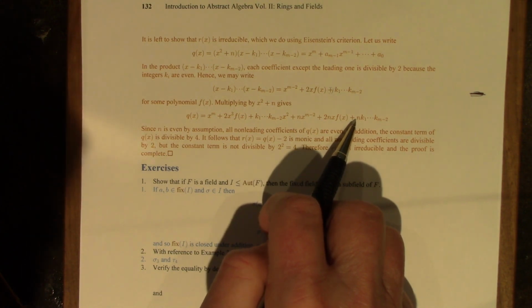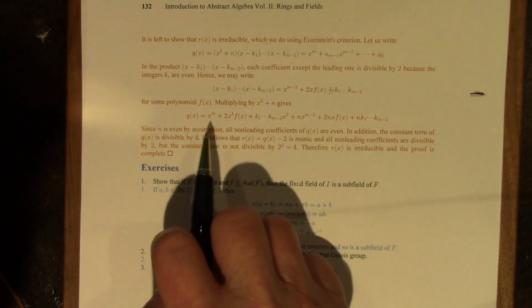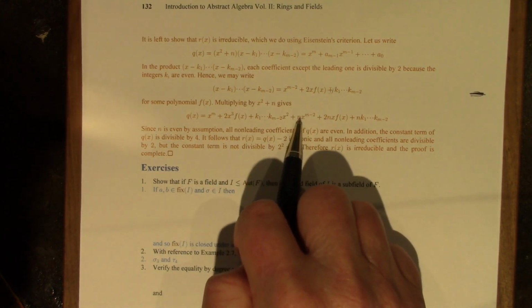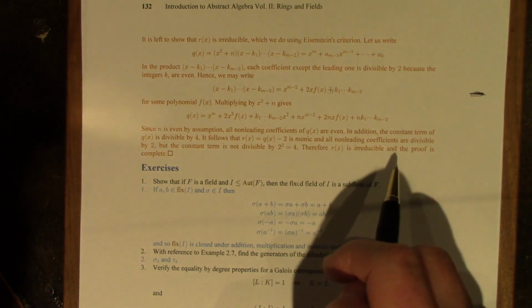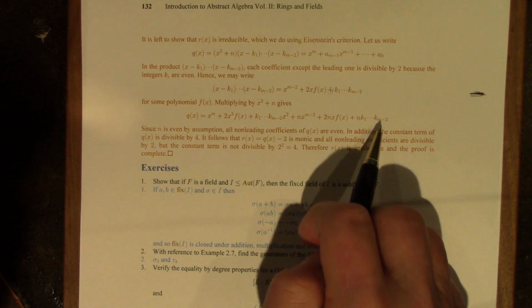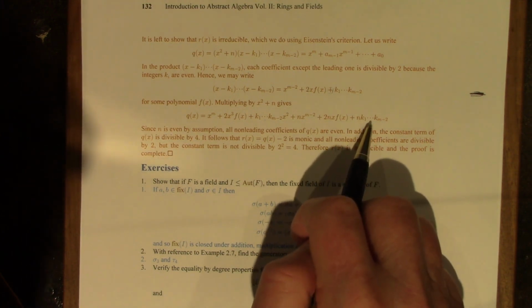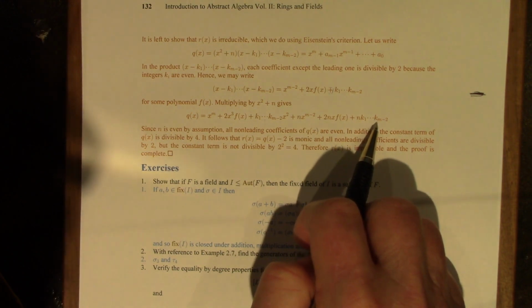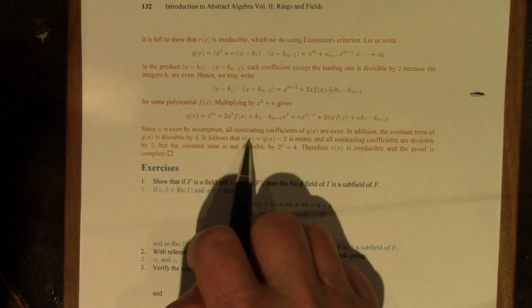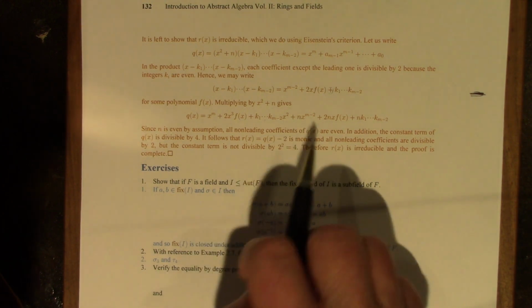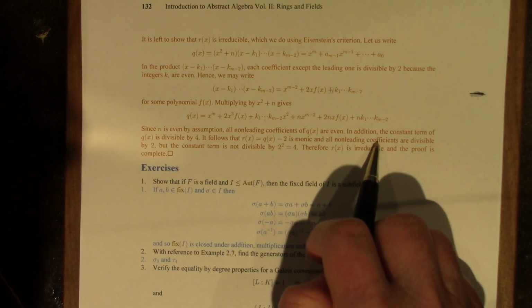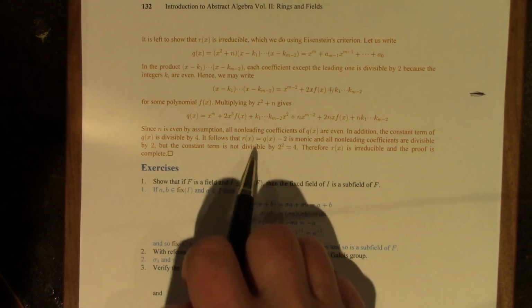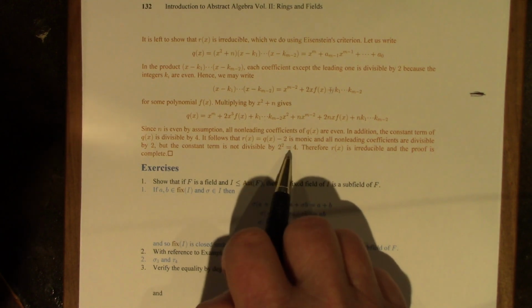Now, since n is even, by assumption, all the non-leading coefficients of q of x are even. This is even, this is even, n is even. Also, the constant term of q of x is divisible by 4 because n is divisible by 2 and these are all even, and there is at least one of them. So R of x, which is q of x minus 2, is monic. All the non-leading coefficients are divisible by 2, but the constant term is not divisible by 4.